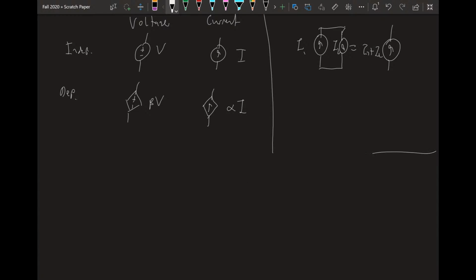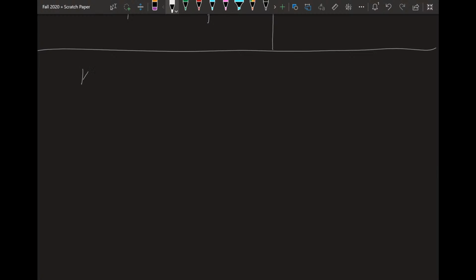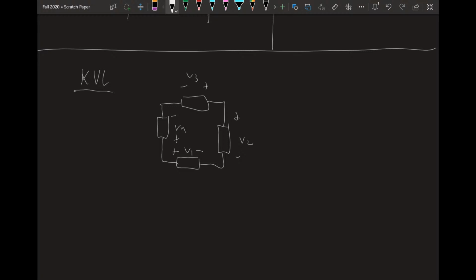So let's move on. Let's talk about some basic laws, Kirchhoff's laws. First I'm going to talk about Kirchhoff's voltage law. Kirchhoff's voltage law states that when we're going around a closed path or a loop, so let's say we have a bunch of circuit elements, and all these elements, doesn't matter what they are, they have some voltage across them, right? We're going to say if we go around the loop, the sum of voltages must be 0.